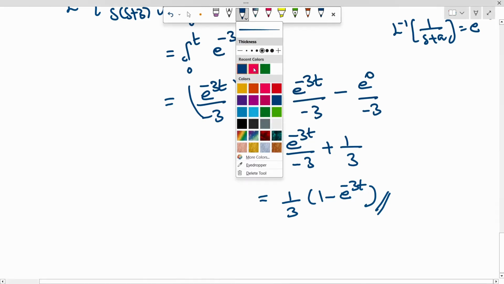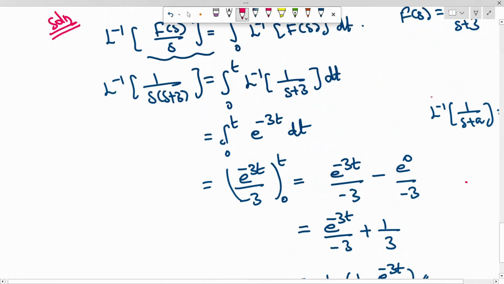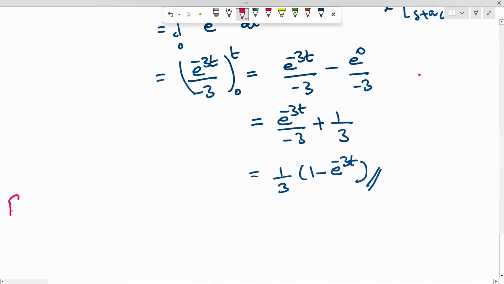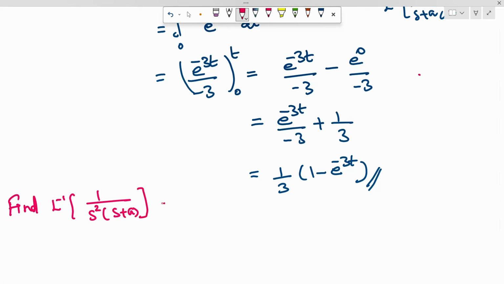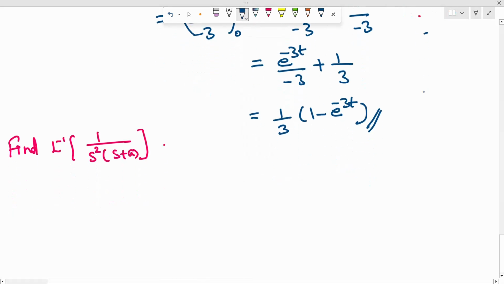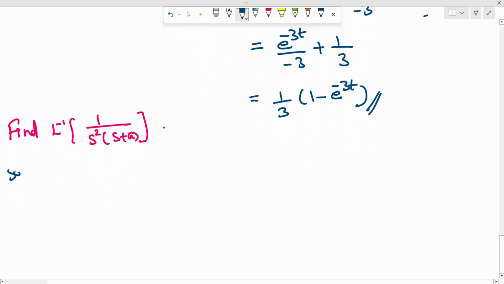Next problem. Find L inverse of 1 by s square into s plus a. In this problem also, we are going to apply the division by s result.